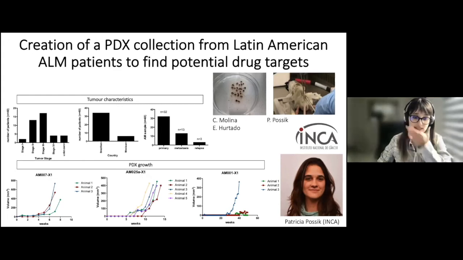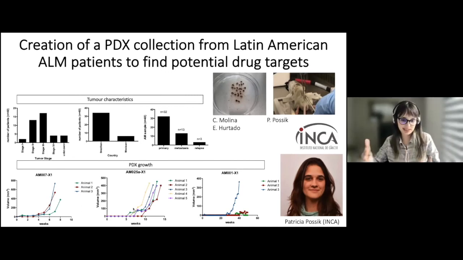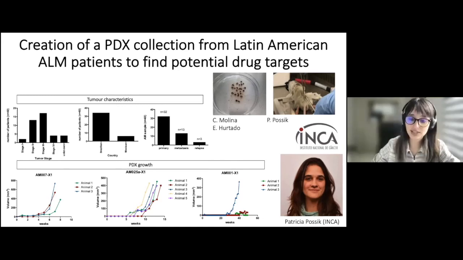And as you can see, when you compare the growth of the tumors in different mice, many times the different mice show the same growth because it's the same tumor, just implanted in different mice. But sometimes they don't, and one of them grows a lot and some others don't. So it's interesting to investigate if it's a technical issue or if it's real heterogeneity in these tumors, which is something that we're very interested in.